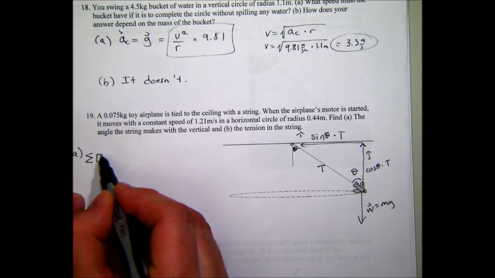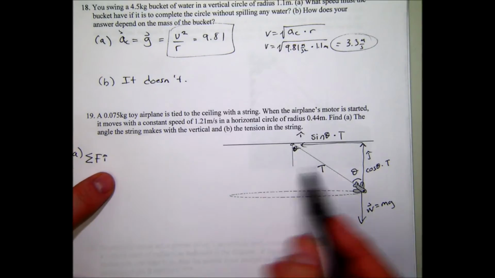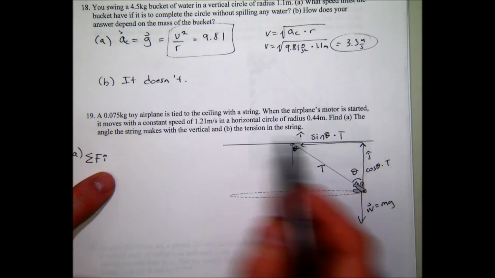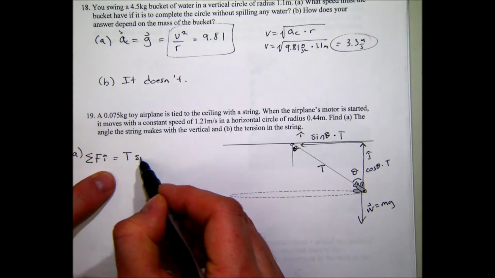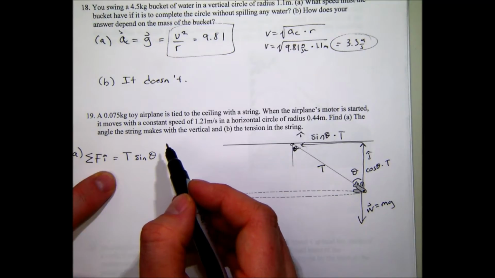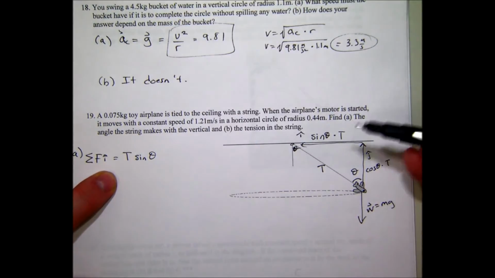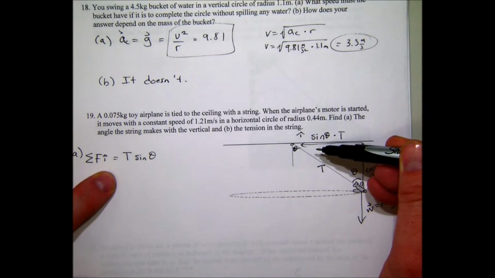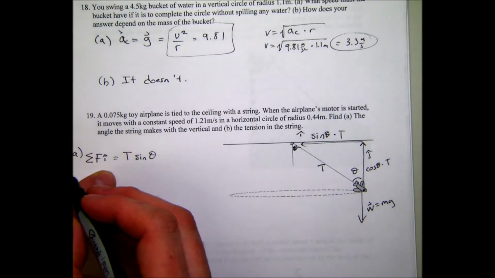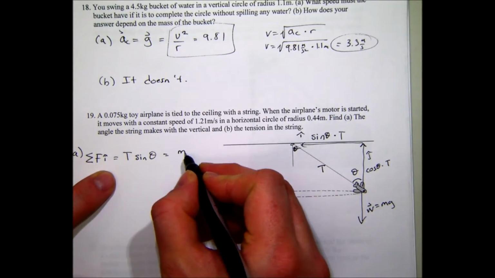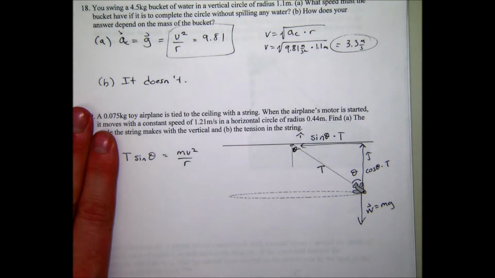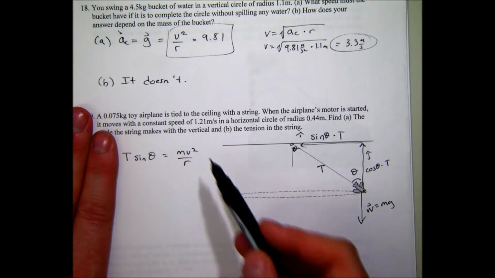So the sum of the forces in the i hat direction is equal to the tension sine theta. But we know that this is the vector pushing towards the center of the circle. So this is circular motion. So this is also going to be equal to mv squared over r. So in the horizontal direction, we know that T sine theta is equal to centripetal force, mv squared over r, which is what this is.